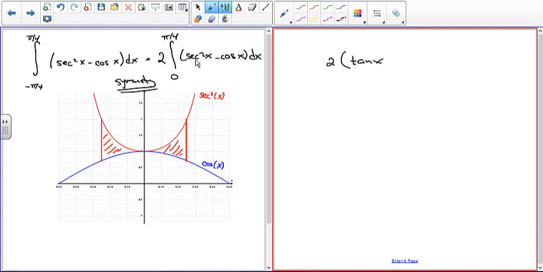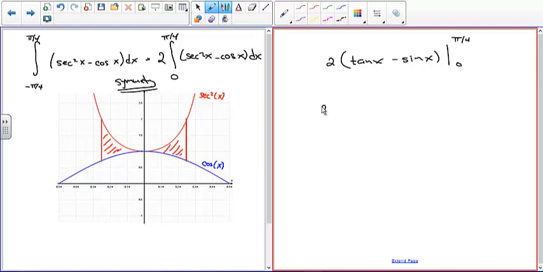So the integral of the secant squared is the tangent. The integral of the cosine is the sine. And we'd evaluate that between 0 and pi over 4. So actually they do go to 0. The secant of 0 is 1 and the cosine of 0 is 1, but the tangent of 0 is 0 and the sine of 0 is 0.